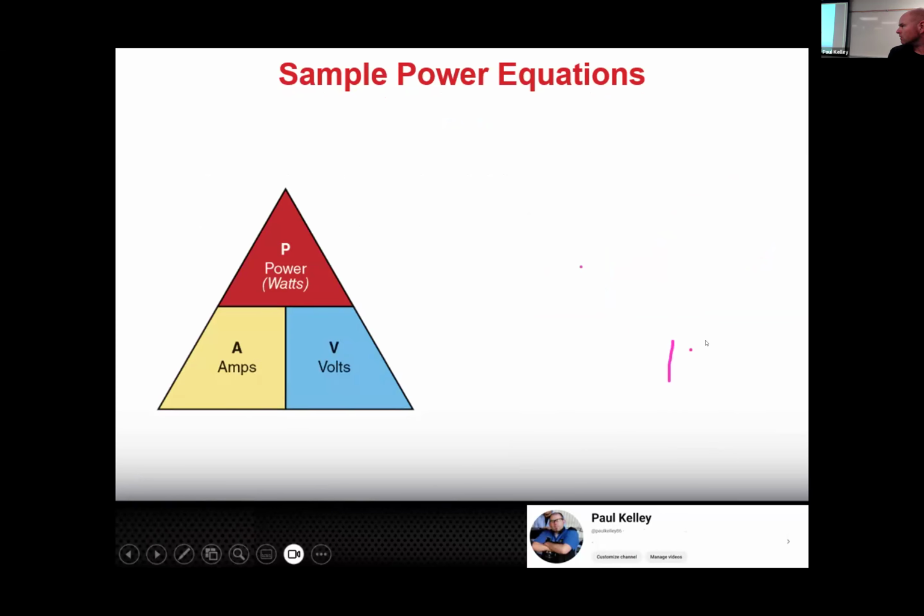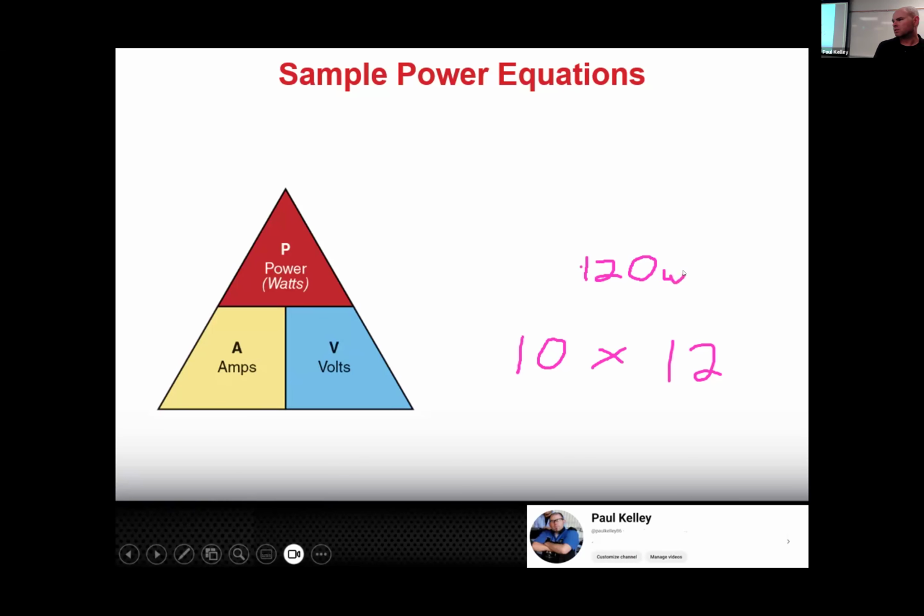Let's do 12 volts and 10 amps. So you'd cover the P, you'd end up with A and V, so it'd be 10 times 12. Anybody can do that math? 120 watts. All right, that's a pretty substantial power supply.